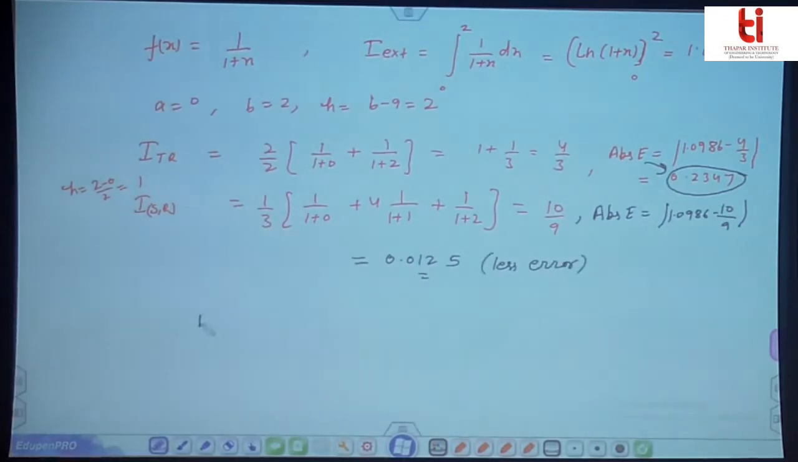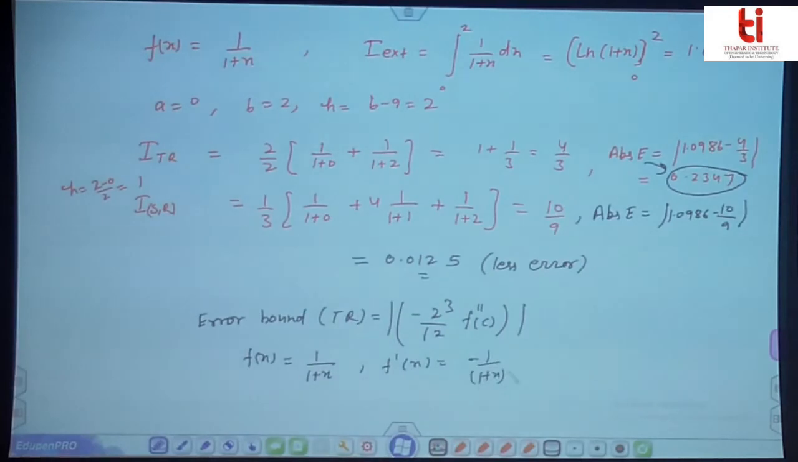Now the error bound for the trapezoidal rule is minus h³ upon 12 into f''(c), that is 2³ upon 12 into the second derivative f''(c). So f(x) is what here? 1 upon 1 plus x, f'(x) will be minus 1 upon (1 plus x) whole square, f''(x) is 2 upon (1 plus x) whole cube.